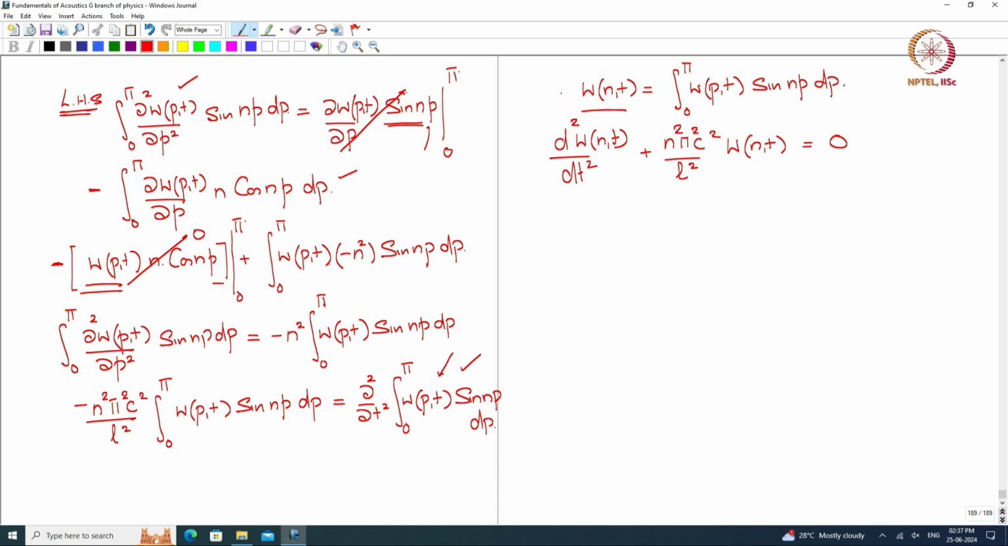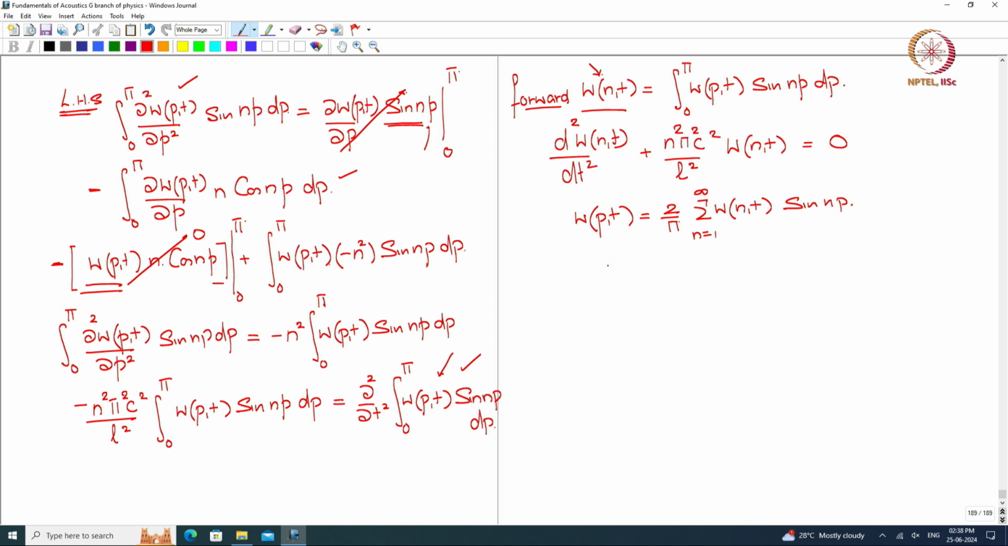Now I want to mention that this is the forward process, we call it. These are the Fourier coefficients. And then getting it back, w of p comma t is 2 by pi, summation over w of n comma t, n equal to 1 to infinity, sine np.